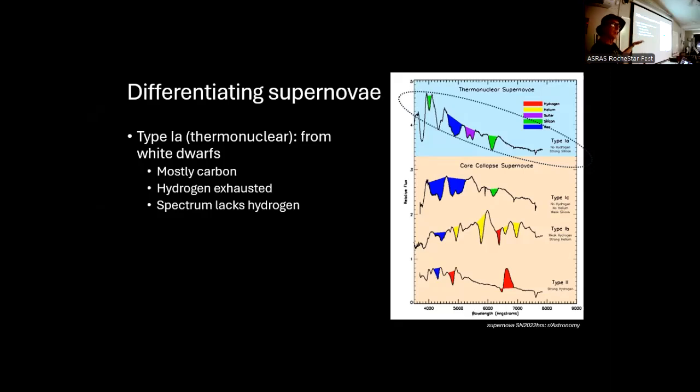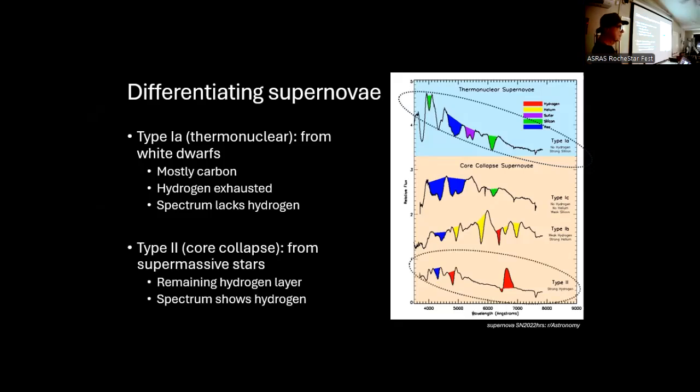There are also other subtypes of supernova that I'm not going to address today, but I'm going to differentiate 1A from 2. If you look at type 2, the core collapse type, they collapsed with a remaining hydrogen layer. They didn't collapse because they ran out of hydrogen. They collapsed because they started trying to fuse iron into heavier elements. And so when you look at their spectrum, type 2, you see hydrogen. That's how they originally differentiated these types of supernova. Again, I'm not going to address the other subtypes because I still don't know about them.